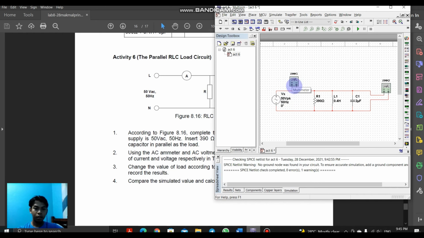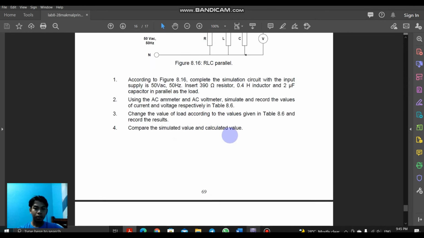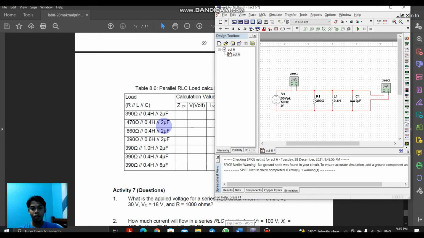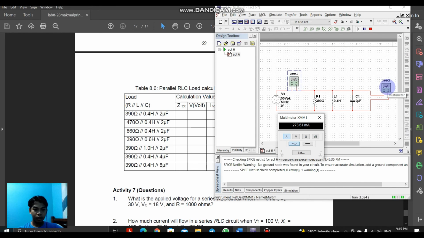The XMM1 will act as the ammeter. Next, we have the RLC in the parallel arrangement, and lastly, we have the XMM2, which will act as a voltmeter for this circuit. So we will run the first parameter, which is 390 ohm, 0.4 Henry, and 2 microfarads. So here is the result for the first parameter. The current we got is 273.611 milliampere, while the voltage is 35.355 volts. So this is for the first parameter.